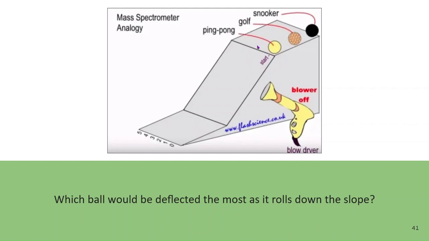So the key difference here in how much they move is their mass, right? So this is the key property that mass spectrometers use as well. And I'm going to have you watch a short little video that describes how they work.